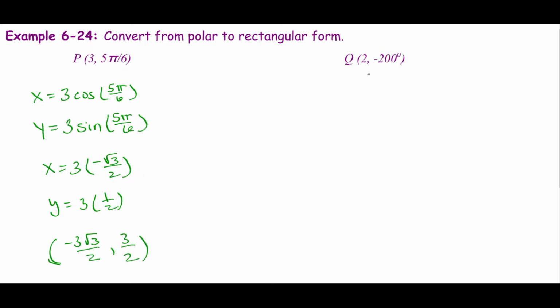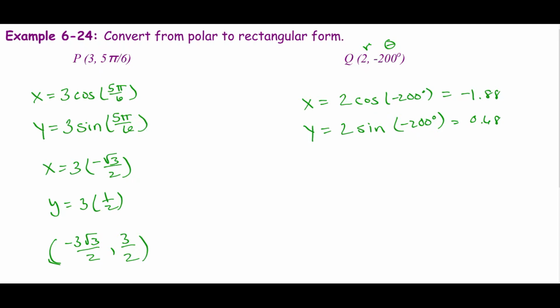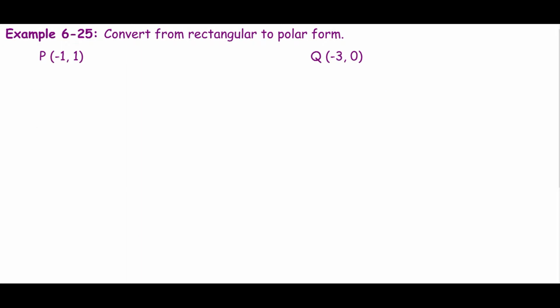On this second example, we have the point (2, negative 200 degrees). Remember, this is r and this is theta. So x is 2 times the cosine of negative 200 degrees, and y is 2 sine of negative 200 degrees. Here I'm just going to use the calculator, so remember, make sure you're in the appropriate mode. We end up with x about negative 1.88 and y about 0.68. So my point is (negative 1.88, 0.68). All right, here we're going to do the opposite.